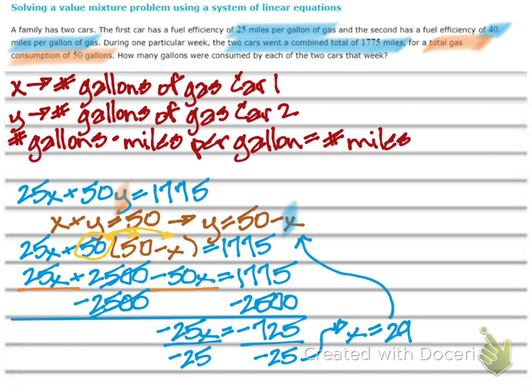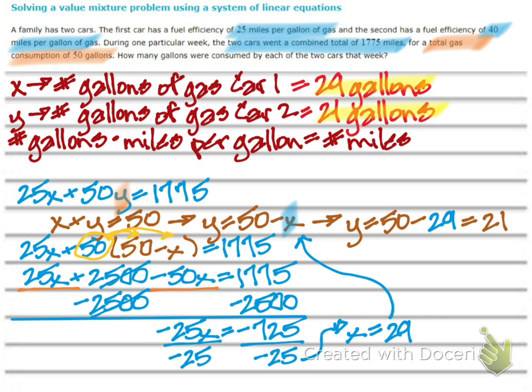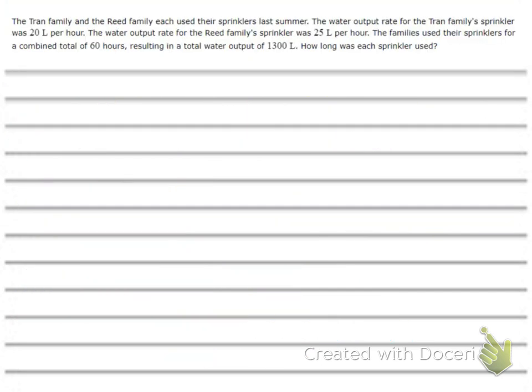So now that I have the 29, I can go into my equation I solved for y and replace x with its actual amount. So plugging in a 29 for x gives me that y is 21. So my car 1 had 29 gallons and car 2 had 21 gallons. Let's look at one more.